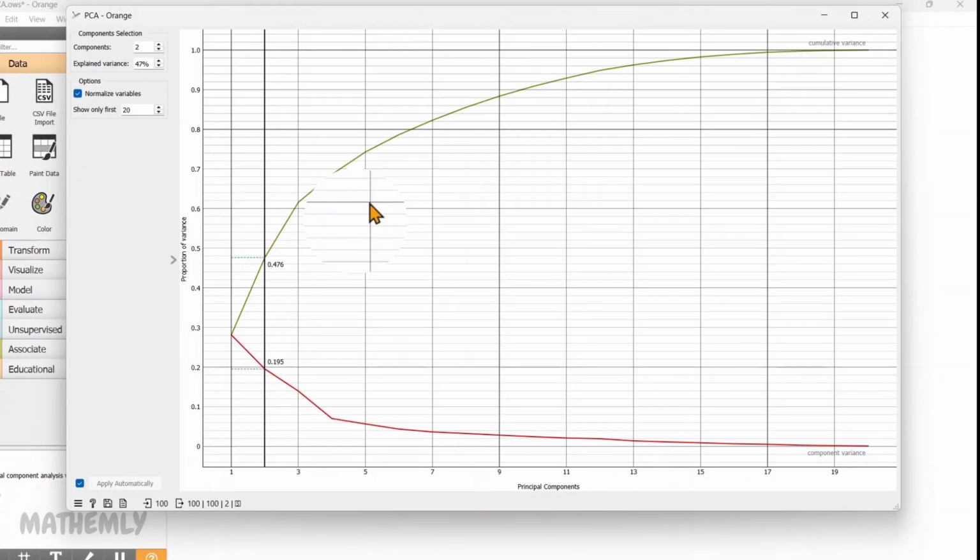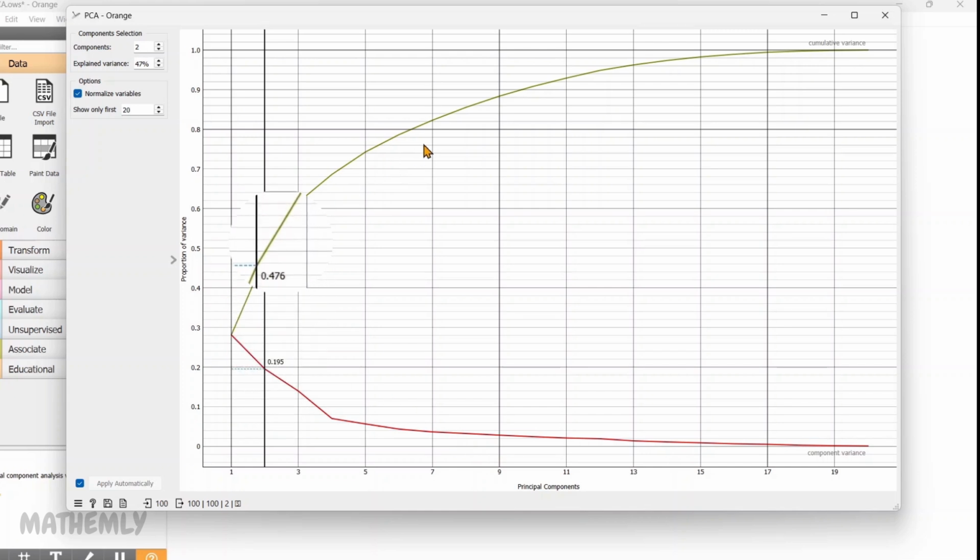This graph in the PCA widget visualizes the variance explained by principal components. Here's what each part represents. The x-axis, or the principal components, represents the number of principal components, or PCs, used to describe the data. The y-axis, or the proportion of variance, shows the amount of variance each principal component captures. Now, let's take a look at the lines in the graph. The red line, or the component variance, represents the variance explained by each individual principal component. The first PC explains the most variance, and the subsequent PCs explain progressively less.